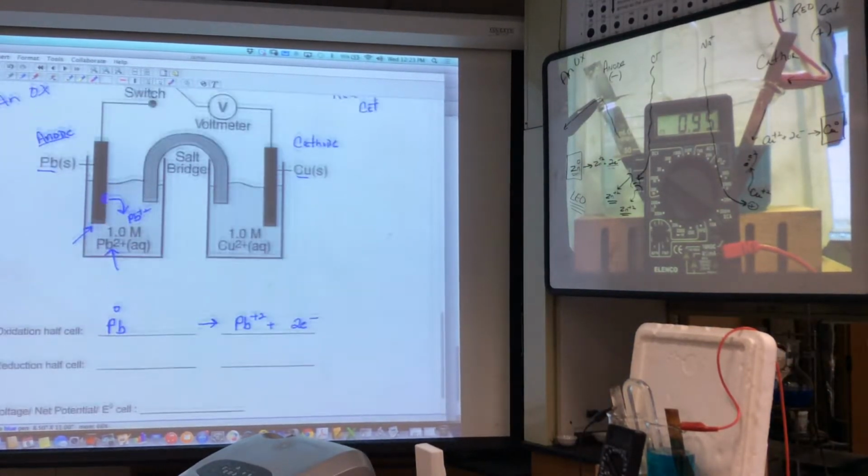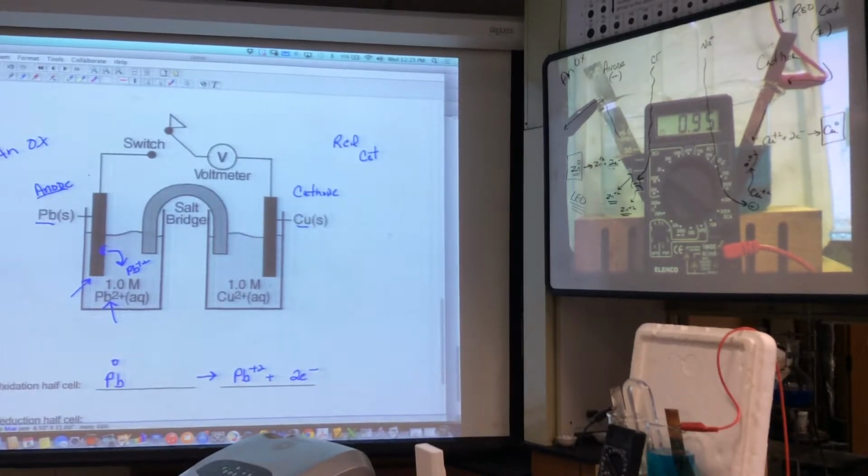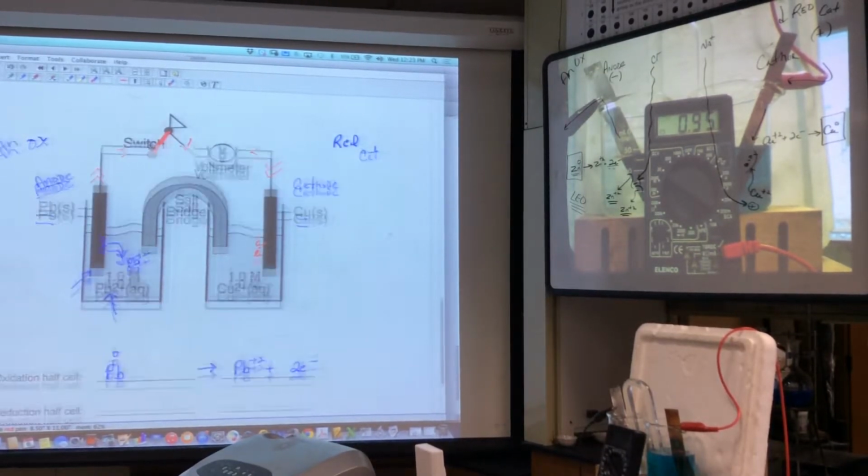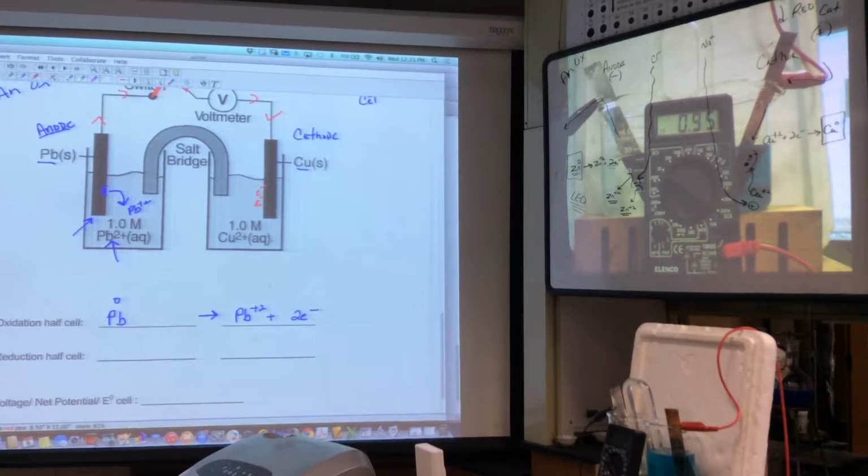Now, where do they go? Well, lead is pushing the electrons. Electrons always flow from what? From the anode to the cathode. We'll pretend this switch is closed, okay? And we go through the voltmeter that measures that push and pull. And our electrons are going to build up right here on the cathode. Now, what's going to happen at the cathode? Well, red cat. There's reduction.